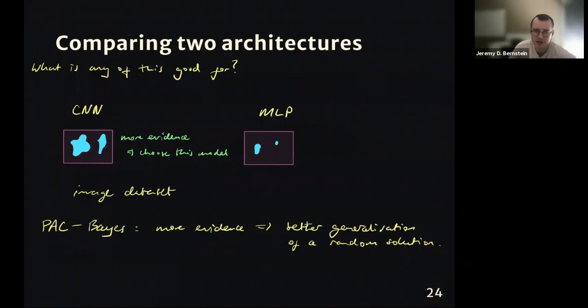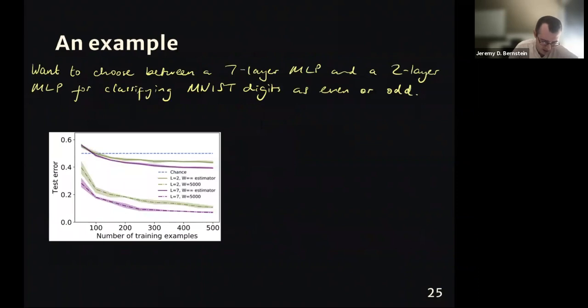But does this procedure actually work? There's a group in Oxford that's been testing this a lot. And I'm going to show you the experiment that I ran on this. We want to decide between using a 7-layer multi-layer perceptron or a 2-layer multi-layer perceptron for classifying the MNIST data set. And we're doing binary classification, so we're just saying whether the digit is even or odd.